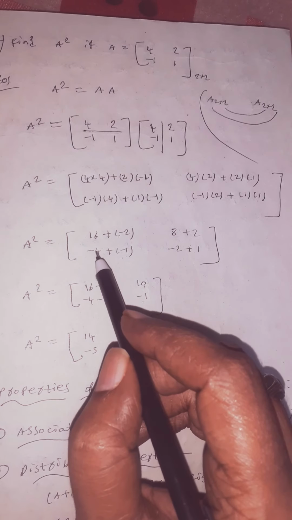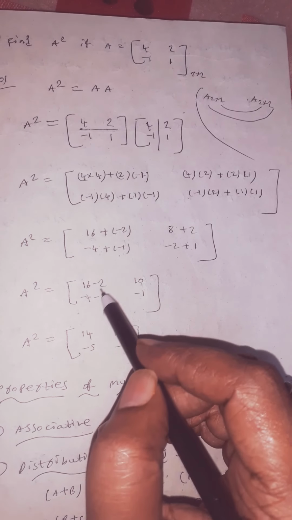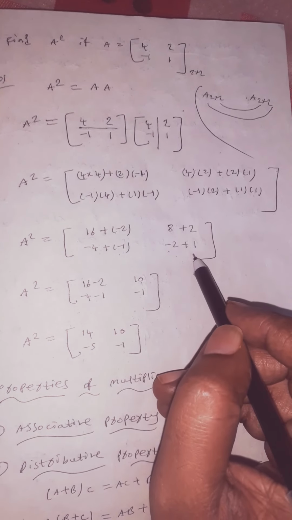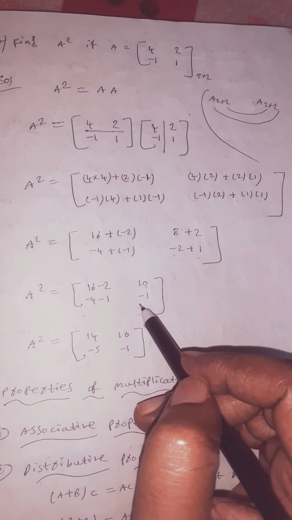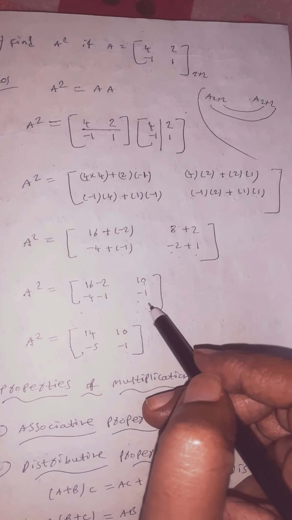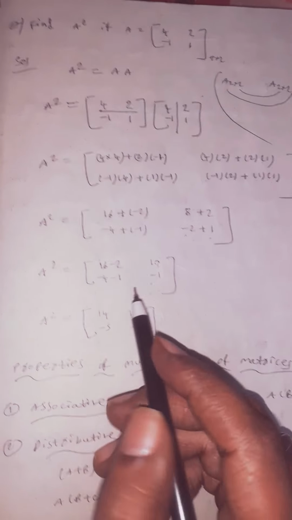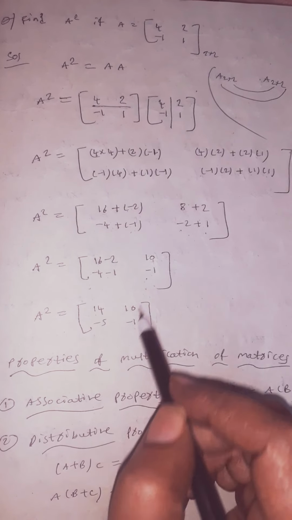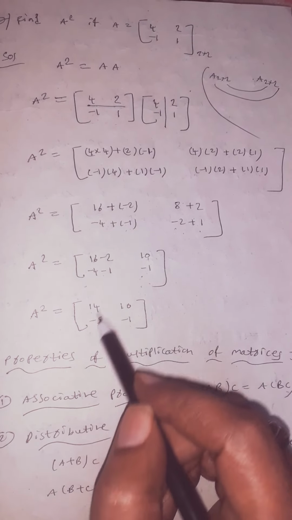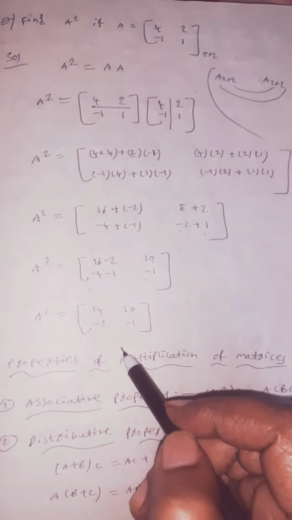8 plus 2 is 10. So minus 4 I wrote as it is. Plus into minus is minus 1. So minus 2 plus 1: the big number has the minus sign, so write minus. So 2 minus 1 is 1. So overall answer is minus 1. So 16 minus 2 is how much? 14. 10 I wrote as it is. Minus 4 minus 1 is minus 5 and minus 1.